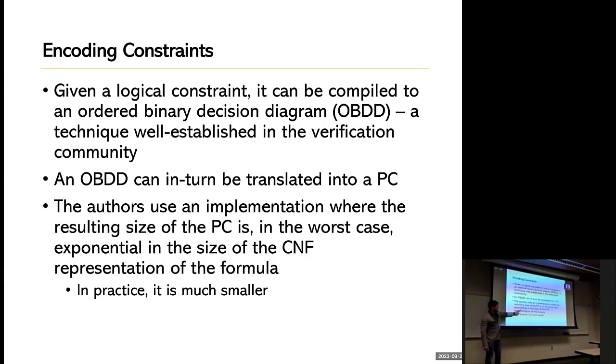Now, the worst case is the size of the OBDD could be exponential in the size of the CNF representation of the formula. But the thing is that these methodologies have been around for a long time and have gotten very mature. It's been observed that when you actually do this process, it ends up being much smaller. And so they're taking advantage of these practical implementations.